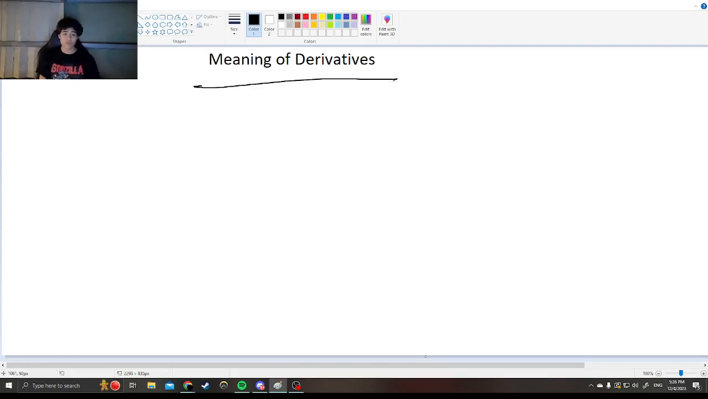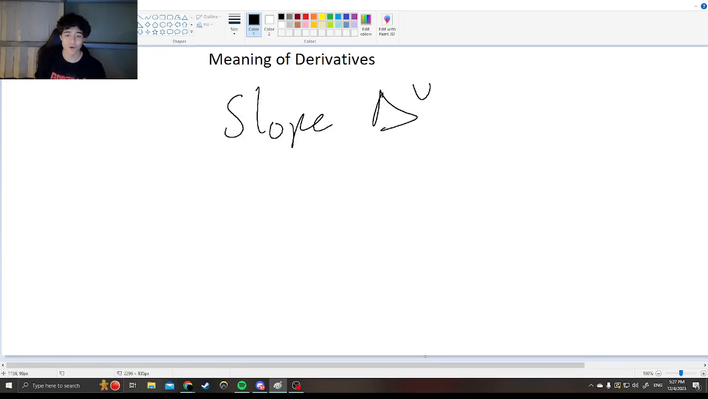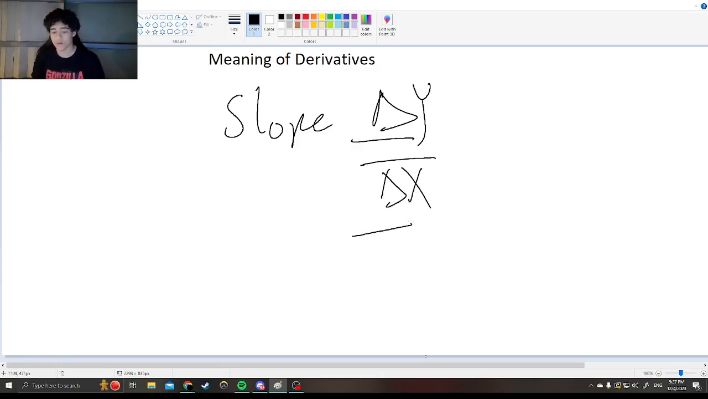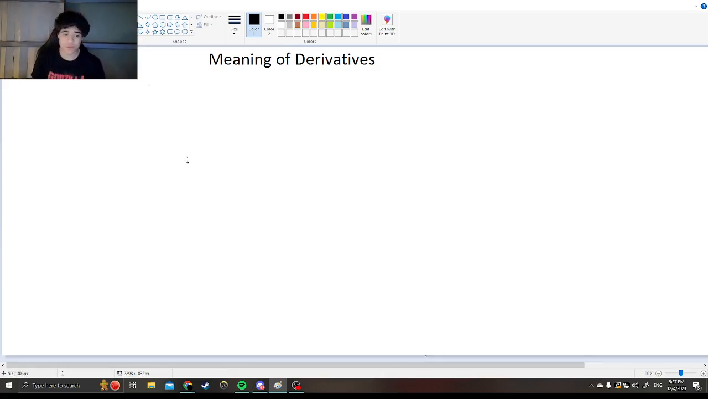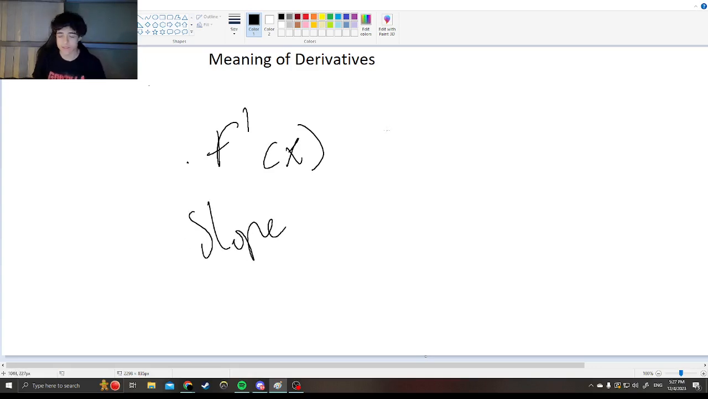So the meaning of derivatives, obviously the derivative of a function is the slope, right? And the slope of a function is the change in y over the change in x. I'm sure you guys have seen this before, delta y, delta x. We're going to go over it quick. The way that you write derivatives is something over something, right? The way to write the derivative, or the slope, is the dependent variable, the y value, over the x variable.